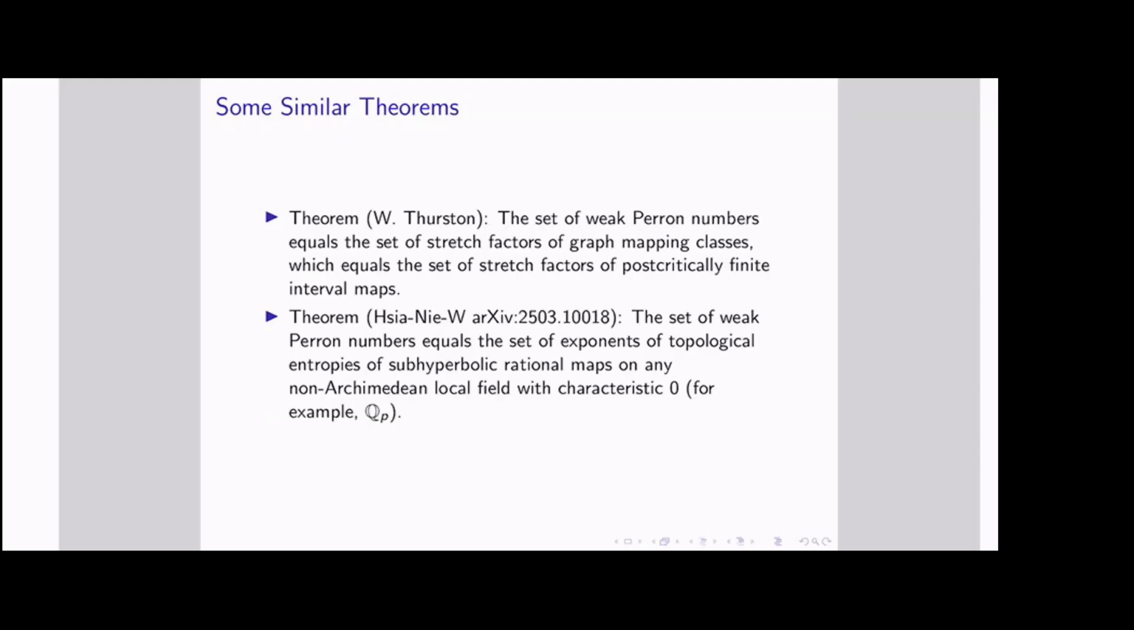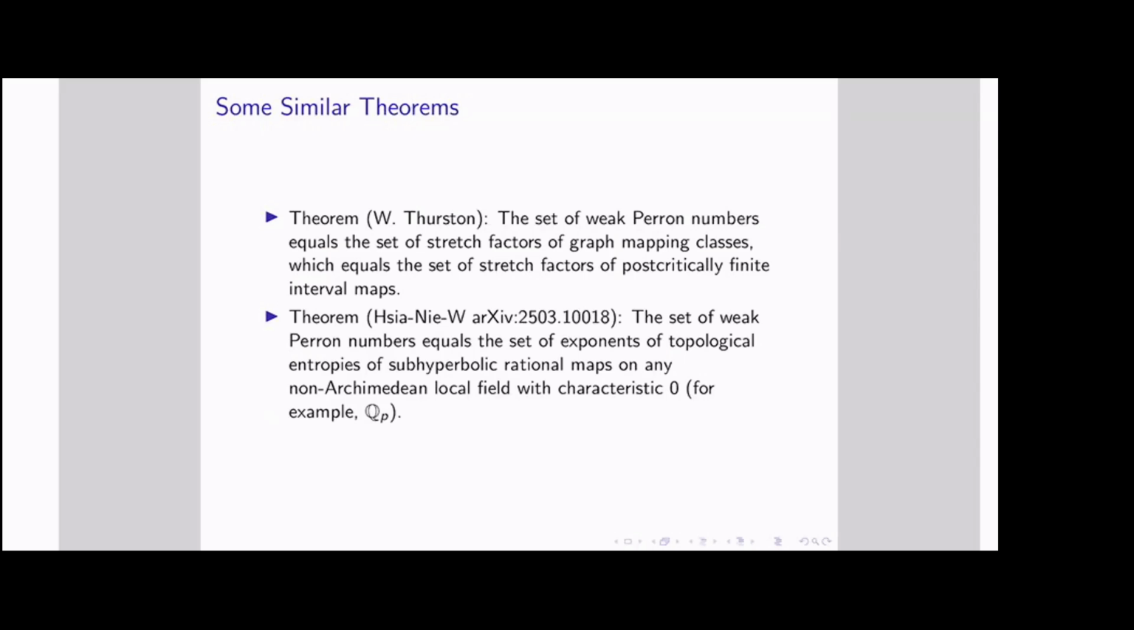So for example, if we consider all the rational functions from Q sub p to Q sub p, so the p-adic field to itself, such that all the critical points inside the Julia set have finite forward orbit, then we consider all the possible topological entropies of such maps and take exponents of those topological entropies, then that set of numbers is also the same as the set of weak Perron numbers. So this is another analogous result.